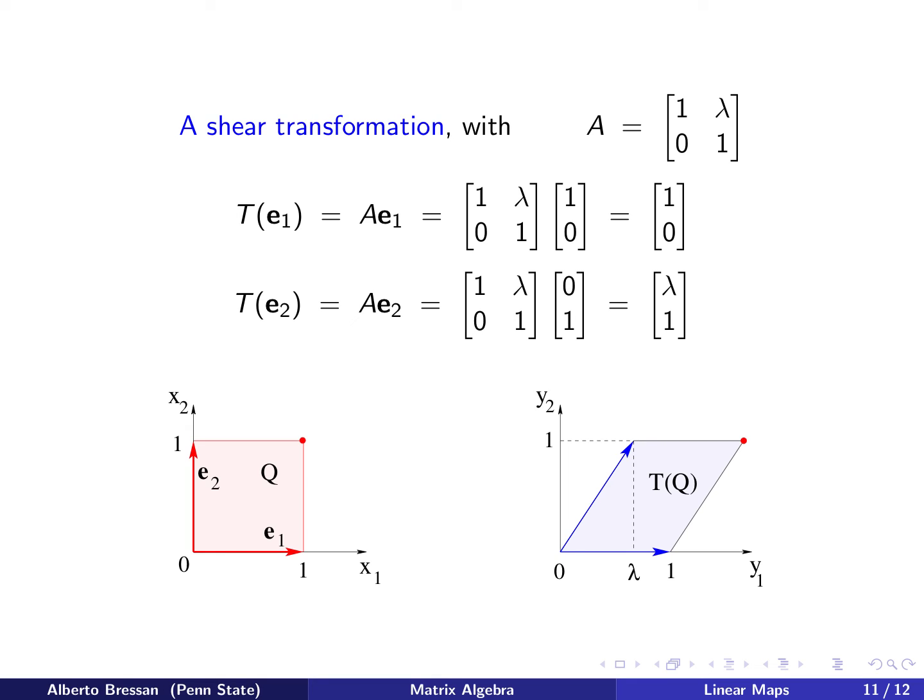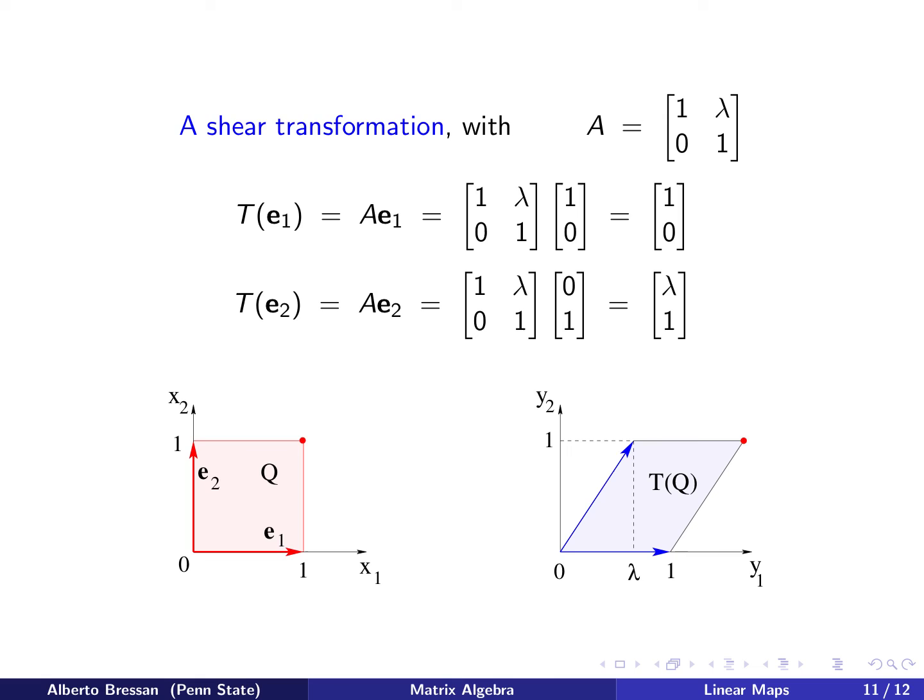One special transformation would be the following: the image of one of the unit vectors doesn't change and the other changes. In material science language, you apply some force to make it shift a bit. It's called a shear transformation. So let's look at a matrix that looks like this: 1, lambda, 0, 1, for some number lambda.